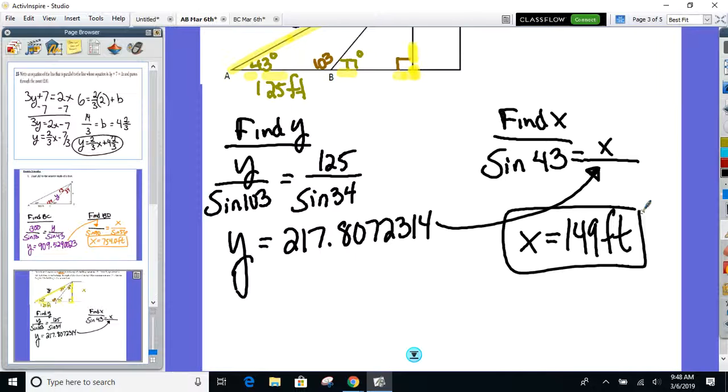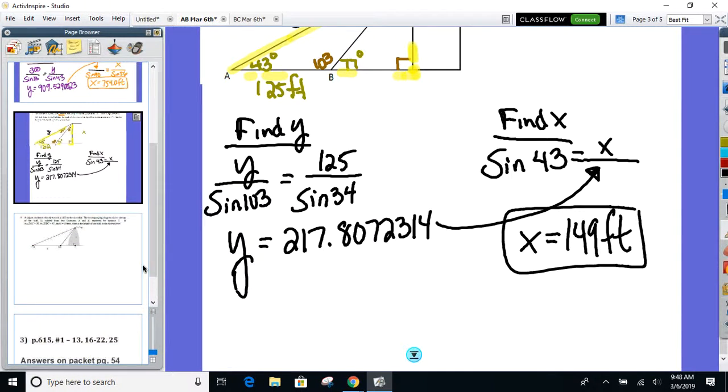Yes, Remy. So you know how we found y when we set up the sine and then we do the arrow, can we just write y? That's fine. Yeah, I'm fine with that. Anything else? Next one's on your own. See how well we did today.